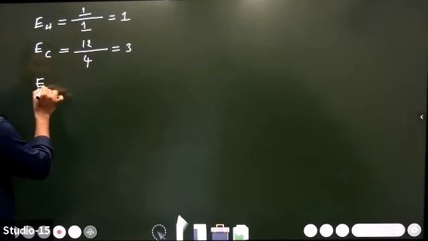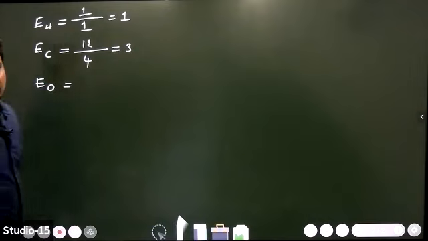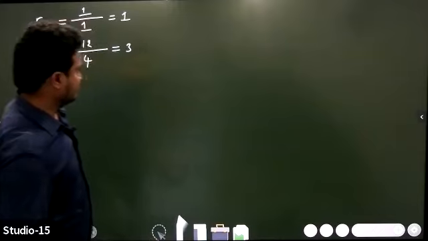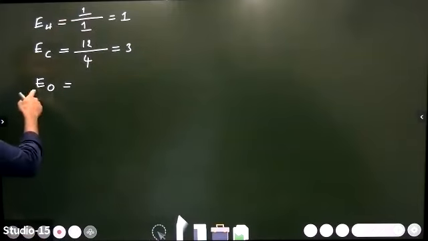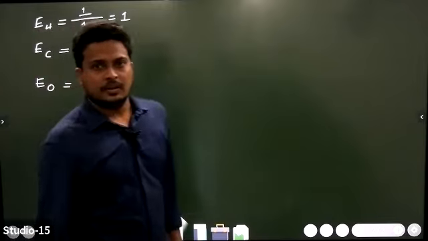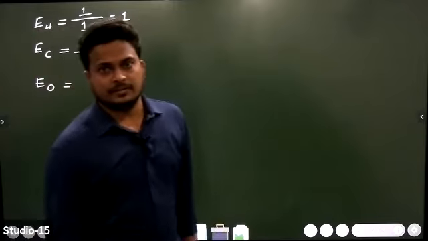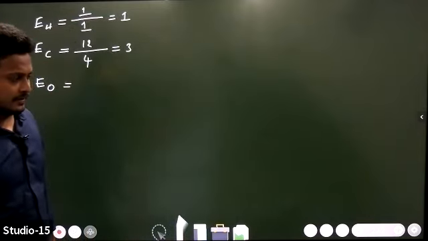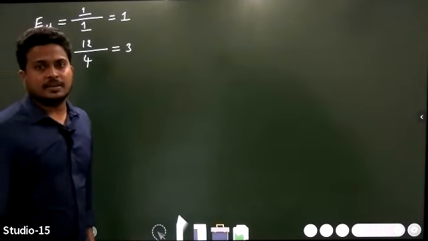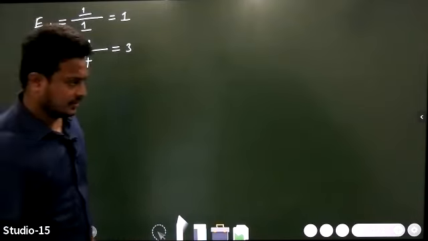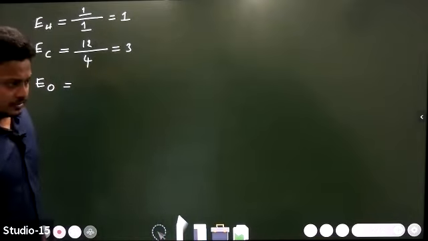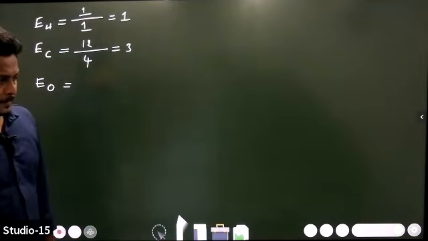Now calculate the equivalent weight of oxygen. Calculations of equivalent weights are most important for physical chemistry. If you know the calculation of equivalent weights, you can do 50% of electrochemistry very easily. Faraday's first law and second law are based only on equivalent weights. And this is most important and most useful in ionic equilibrium.